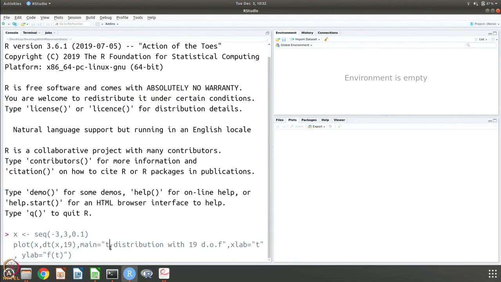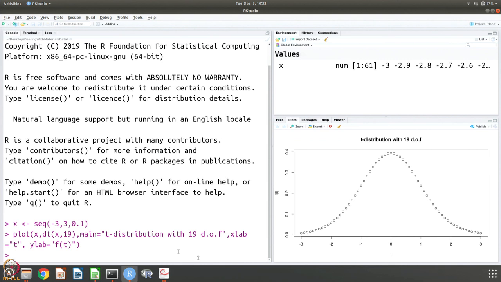So, this is the code, and we are very familiar with this. We have a sequence from minus 3 to plus 3, and we are going to plot this sequence and the probability density function for that sequence, with 19 degrees of freedom using the t distribution. So, that is what is plotted, and you can see that the t distribution looks like this.